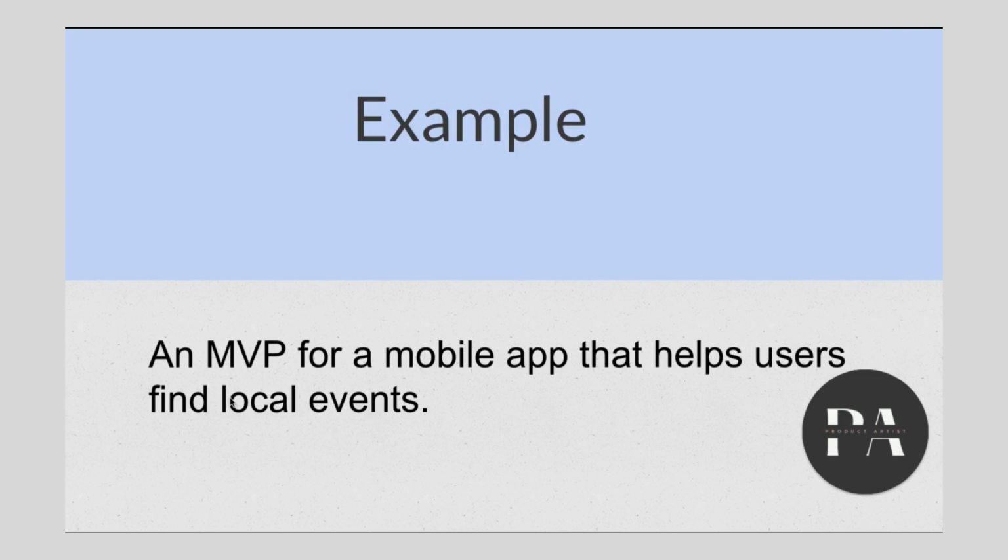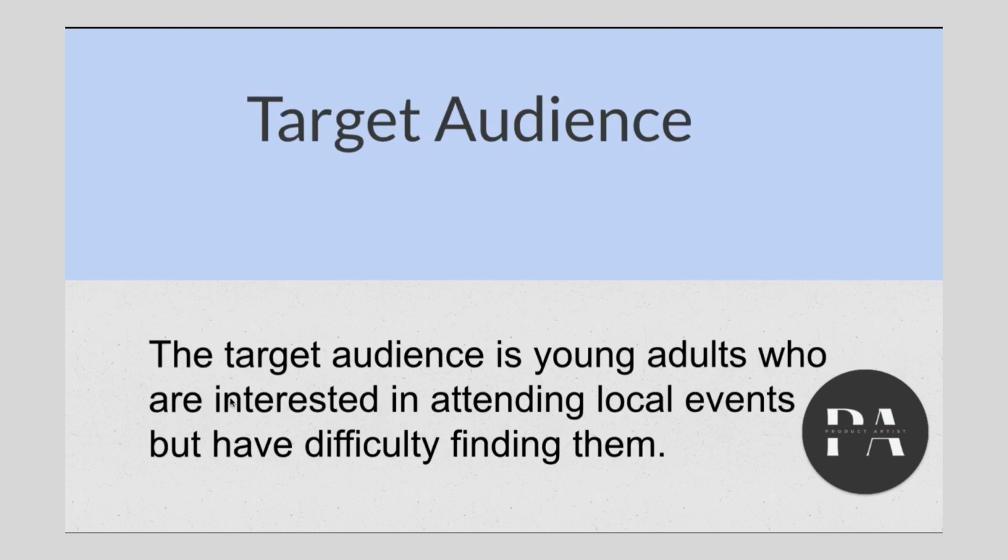So we have an example here, an MVP for a mobile app that helps users find local events. There are several local events going on, but we don't know. So let's take an example of that. So how do we proceed? So the first thing is target audience. We have to know whom we are targeting. The target audience is young adults who are interested in attending local events but have difficulty finding them.